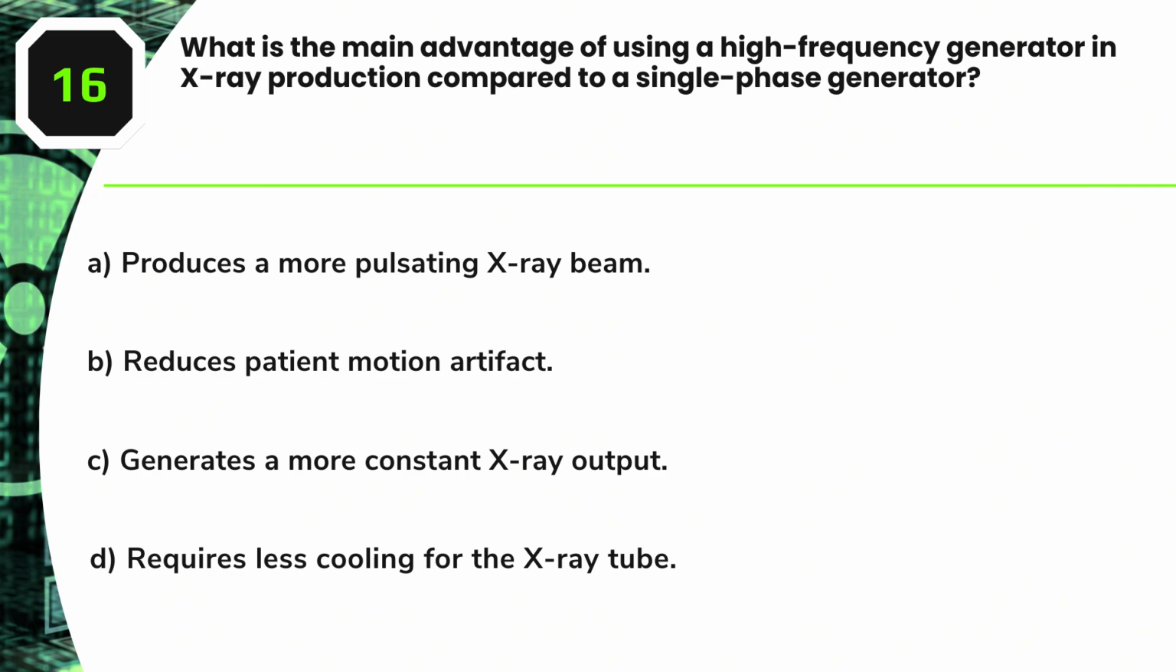Question 16. What is the main advantage of using a high-frequency generator in X-ray production compared to a single-phase generator? A. Produces a more pulsating X-ray beam. B. Reduces patient motion artifact. C. Generates a more constant X-ray output. D. Requires less cooling for the X-ray tube.